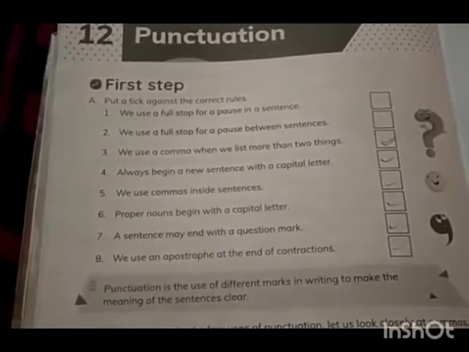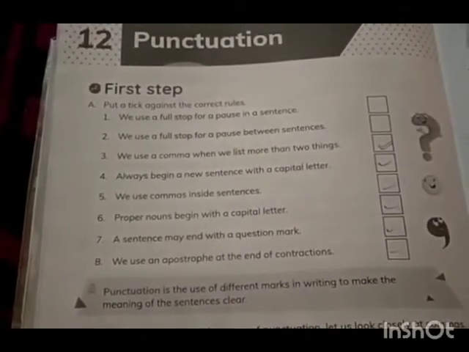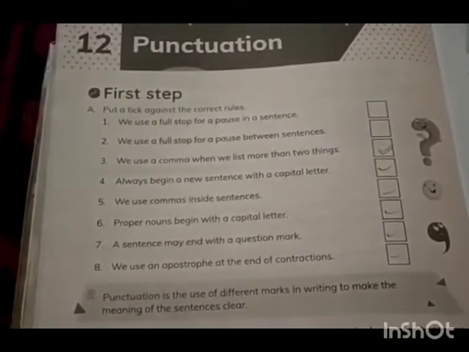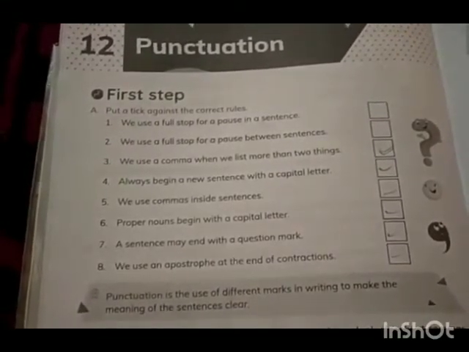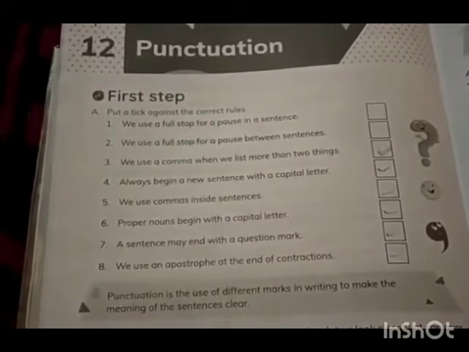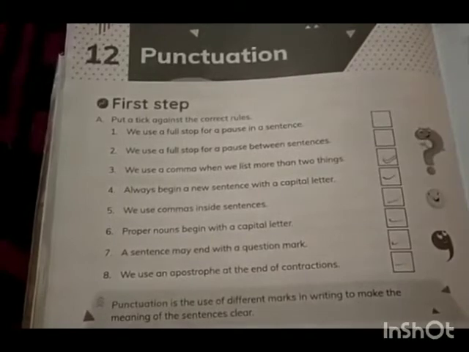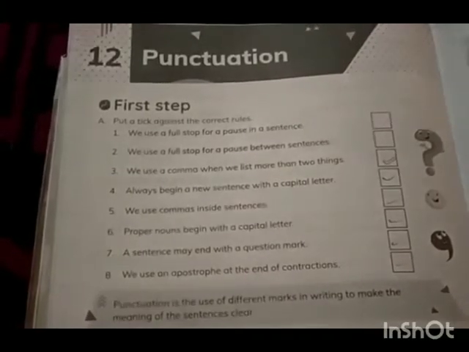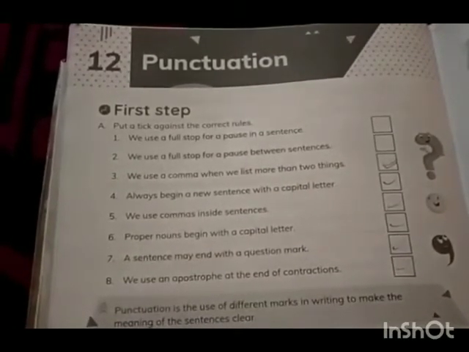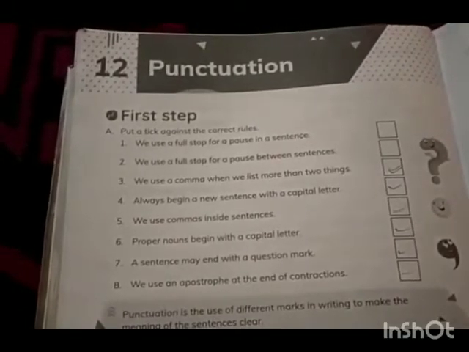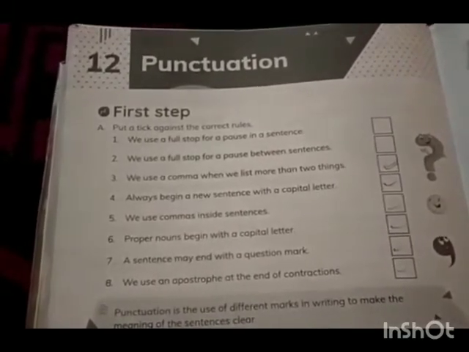We use a full stop for a pause in a sentence. So I didn't think that it is right. So I'll move to the next one. We use a full stop for a pause between sentences. So I think which is also not appropriate. So we use a comma when we list more than two things. So I found this is the right one.